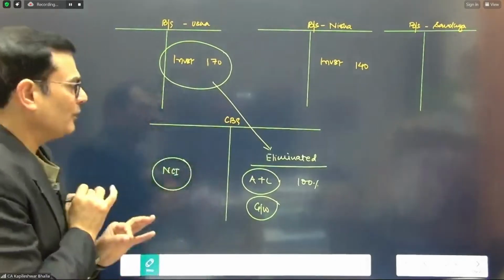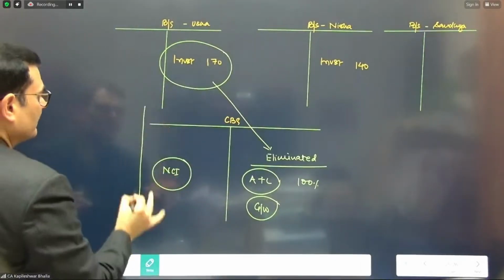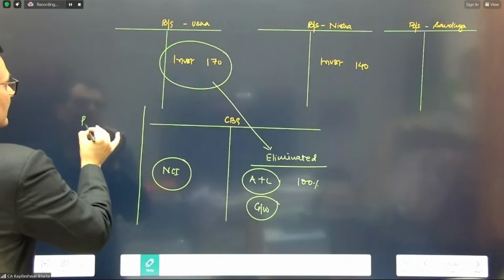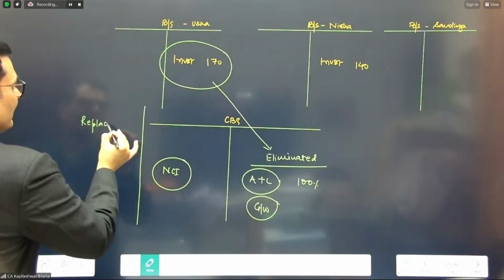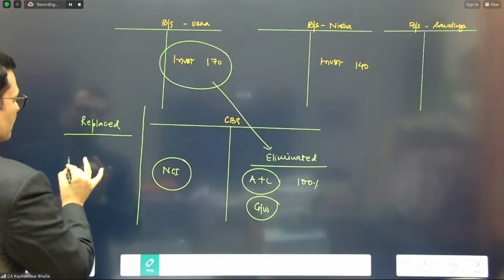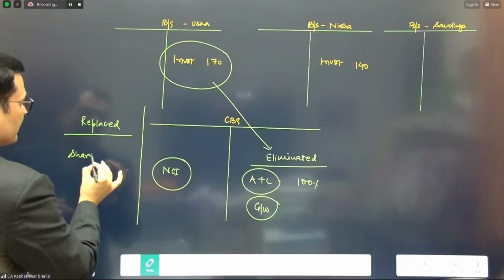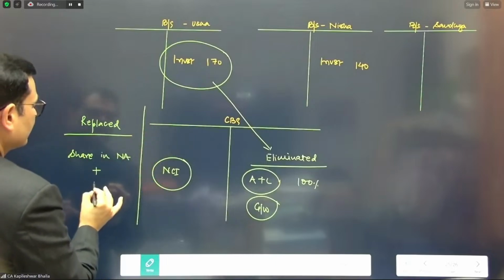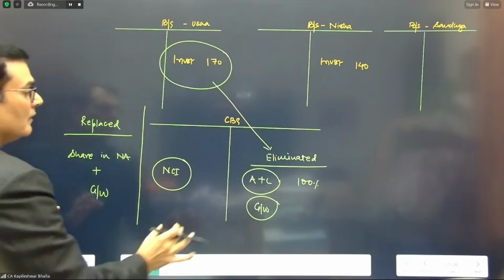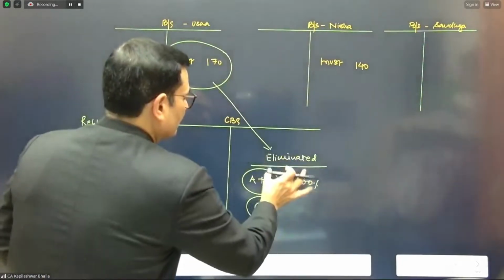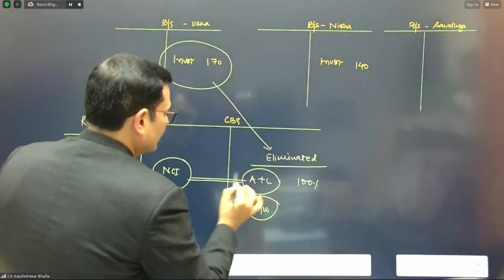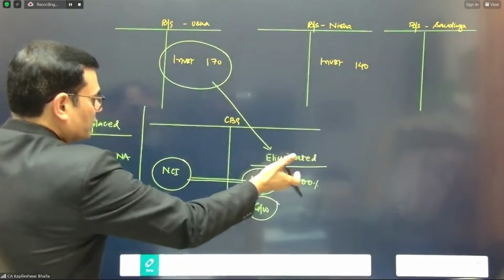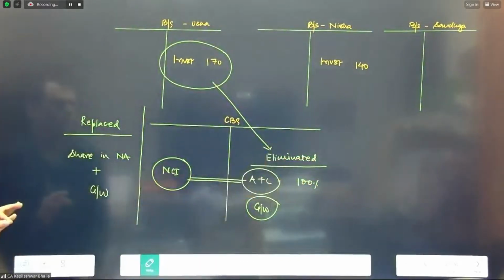If you remember, I very clearly told you that investment gets replaced by, you can say, the share in net assets. It gets replaced by the share in net assets plus the goodwill. When you take 100% of the net assets and the NCI, you consider share in the net assets and the goodwill.